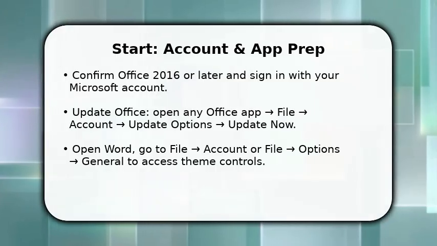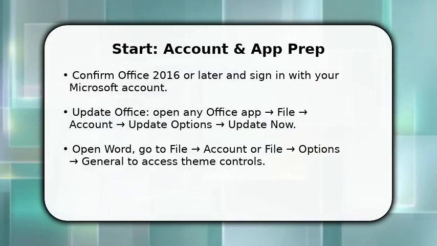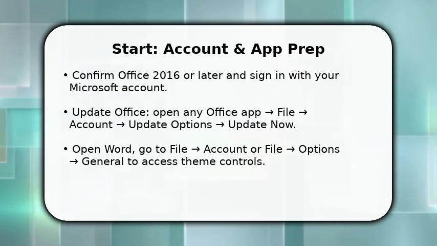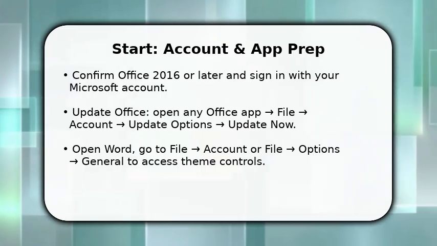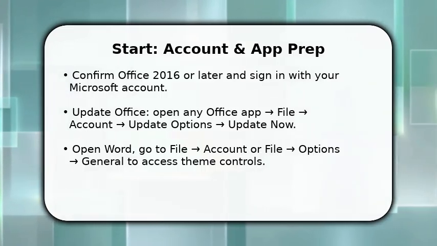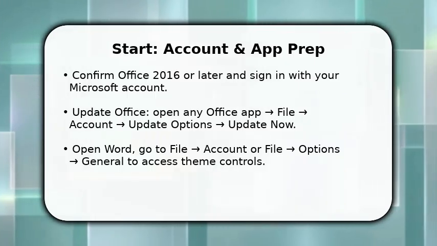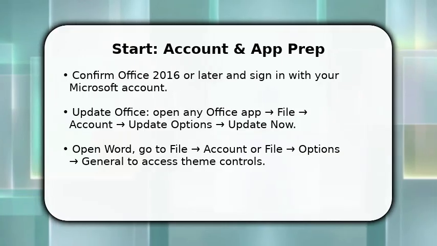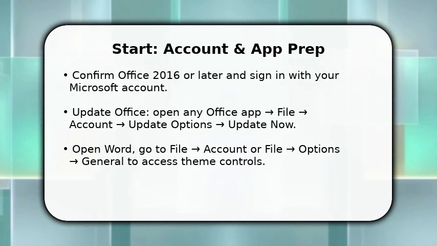You begin by confirming your Office version and signing into your Microsoft account so settings sync across devices. Once done, update Office to get the latest theme options. This prevents missing controls. Next, open Word and go straight to File then Account. If you prefer preferences, choose File, right arrow, Options, right arrow, General to reach the personalization area. These first steps prepare Word so the theme switch works reliably and your preference persists.